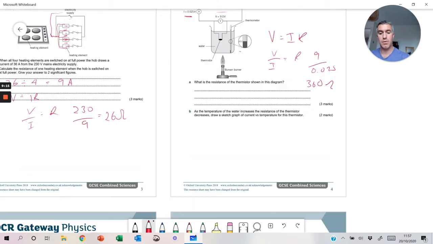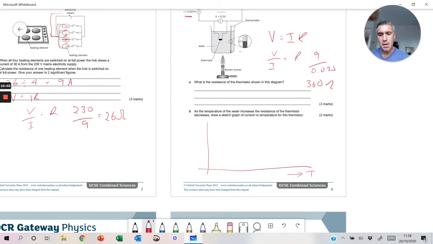Sketch the graph of current versus temperature for this thermistor. So we'll put T on the bottom and we'll put I on here. That is an I. And that is a T. So as temperature increases, as it gets hotter, the resistance increases, so the current goes down. Oh, I've just done it the wrong way. Misread. Sorry.